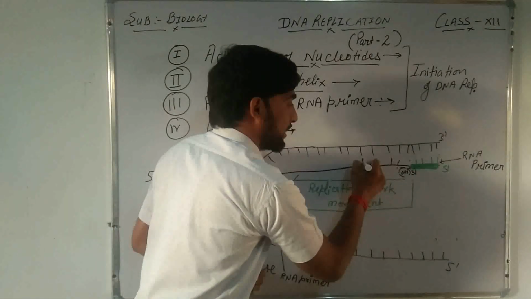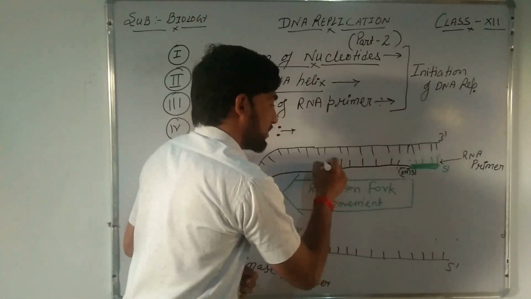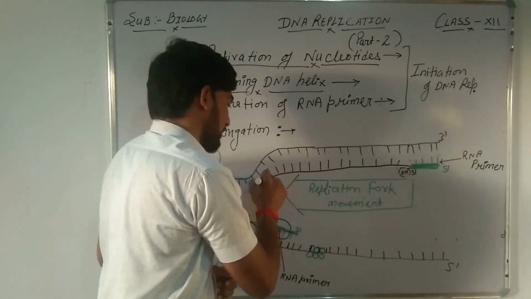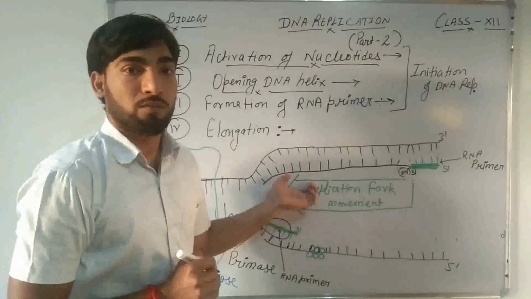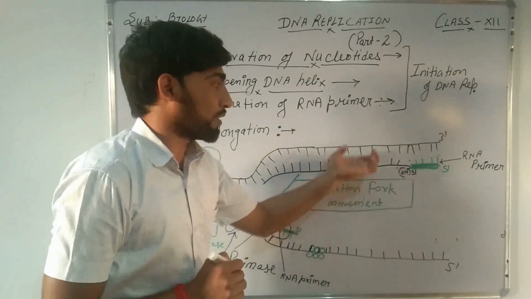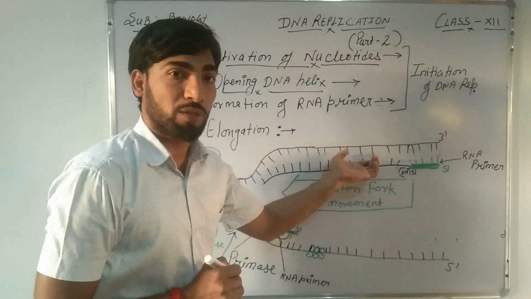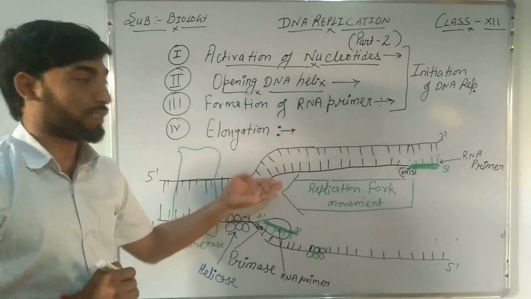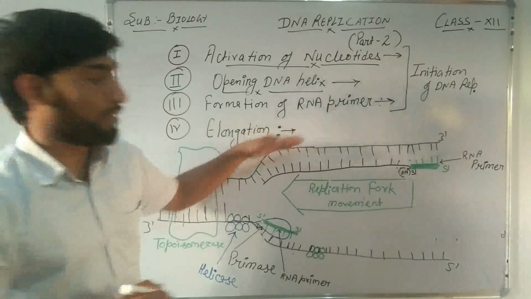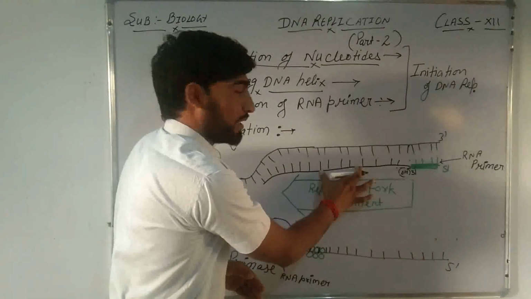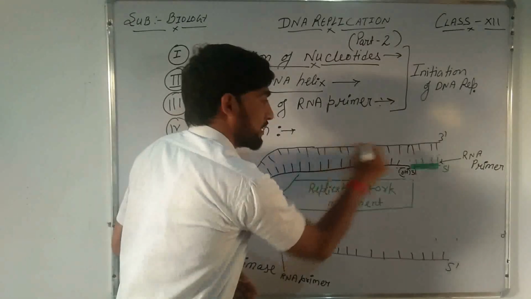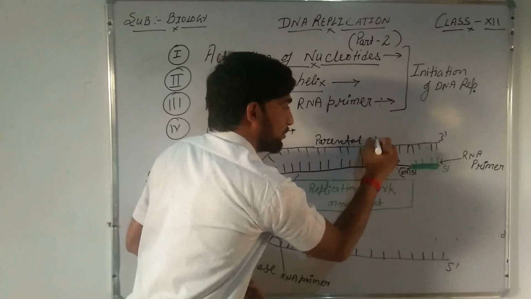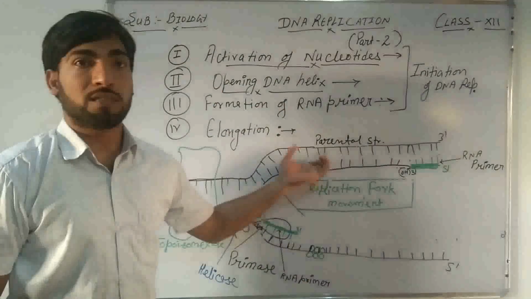So all the nucleotides which enter the process of DNA replication are joined with the help of DNA polymerase III on the basis of complementary base pairing, and it results in the synthesis of a new complementary DNA strand on the template or parental strand. So this is the newly synthesized DNA strand, the complementary strand, and this is the parental strand, or you can say the template strand.